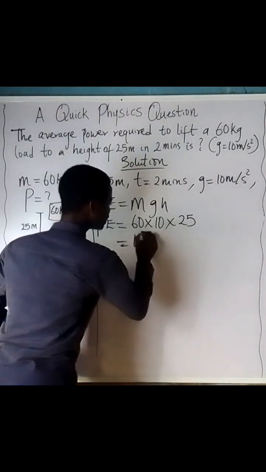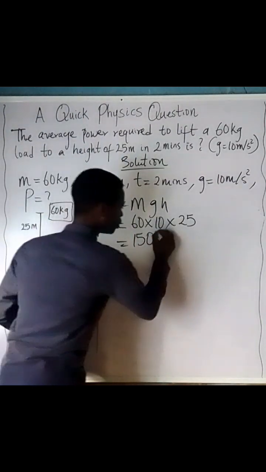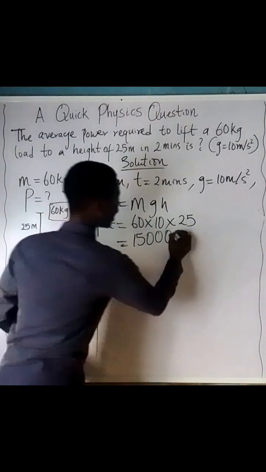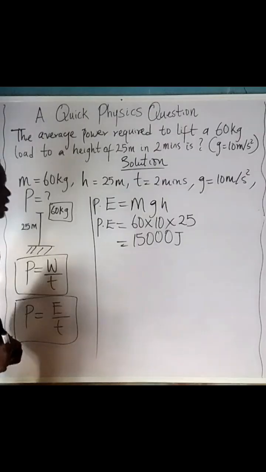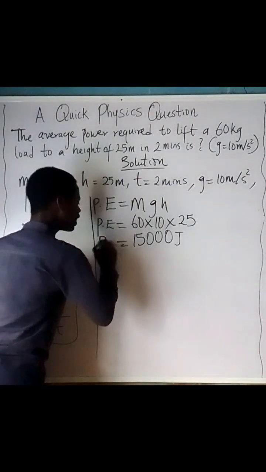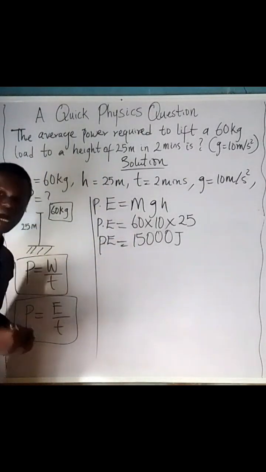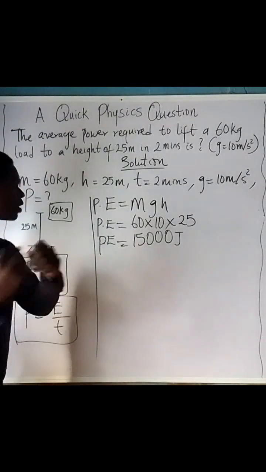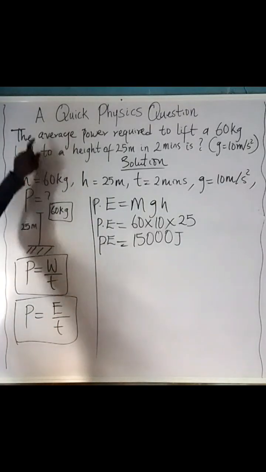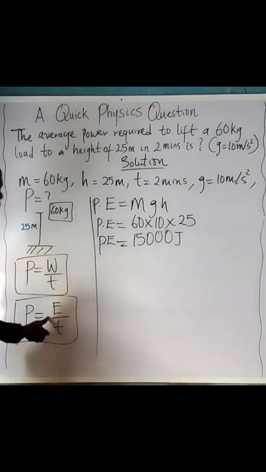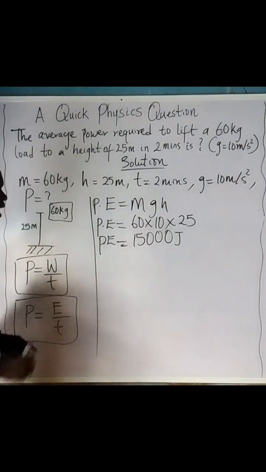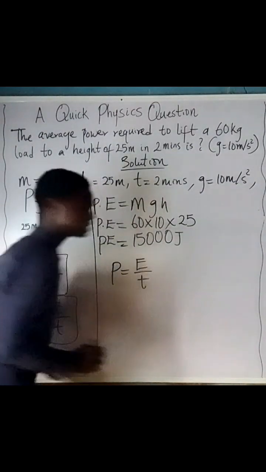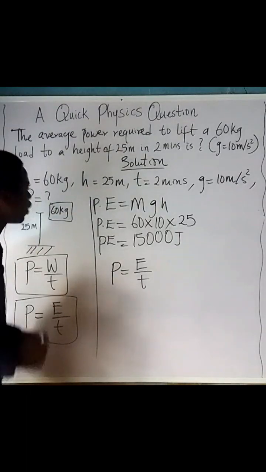If we multiply everything, we have 15,000, and this will be the potential energy in joule. So our potential energy is 15,000 joule. But they did not ask us to calculate the energy in this question. We were rather asked to find the power, the average power. So once we know our energy, we fall back to the formula: power is equal to energy over time. I hope we are still together.